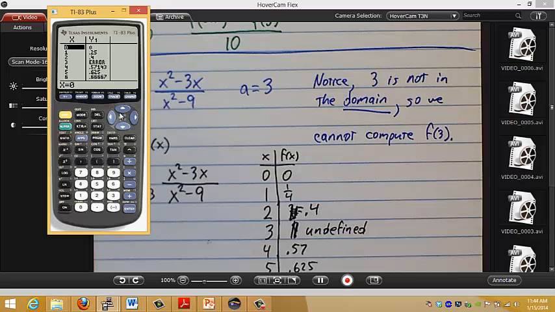This function is not defined for 3. And by the way, it's also not defined for -3. You were right about that. If I hit the up arrow, I can look at some of the negative values. Notice there's an error for -3 also. Okay? But let's go back down and look at 3, because that's what I'm most interested in.